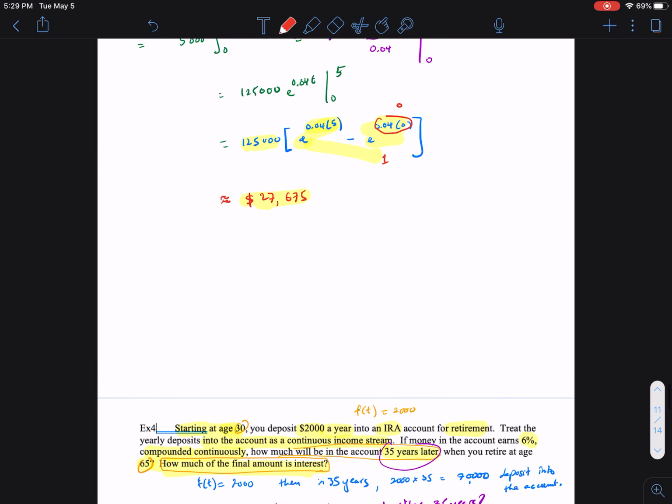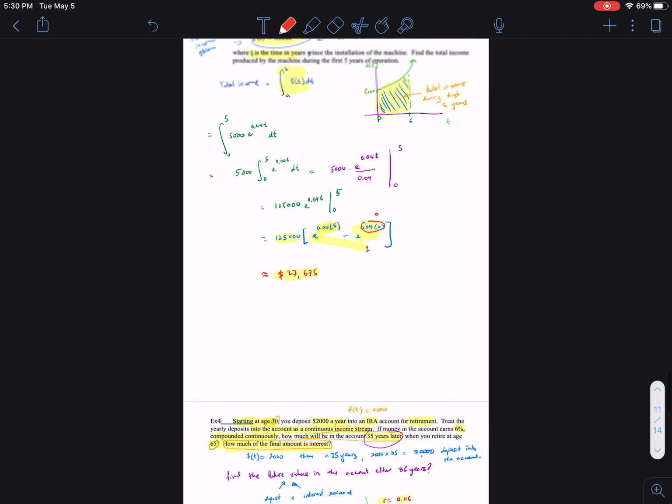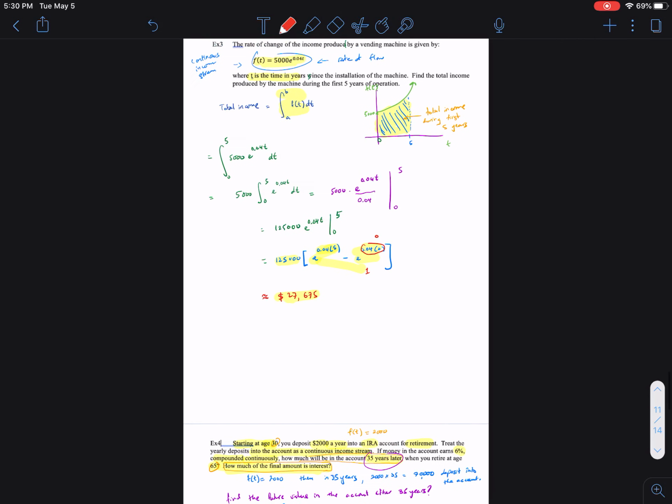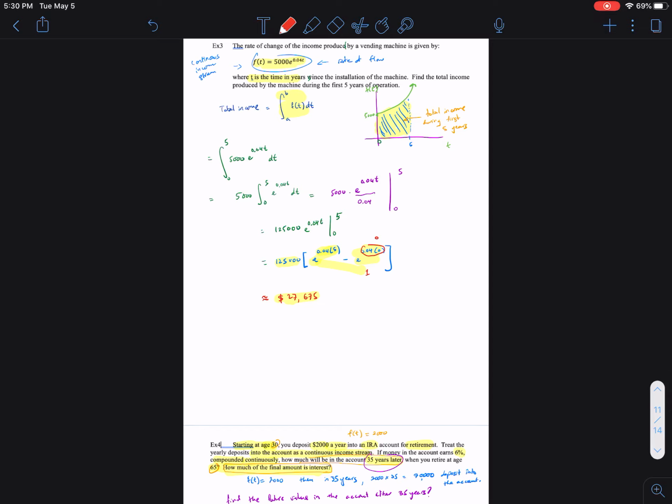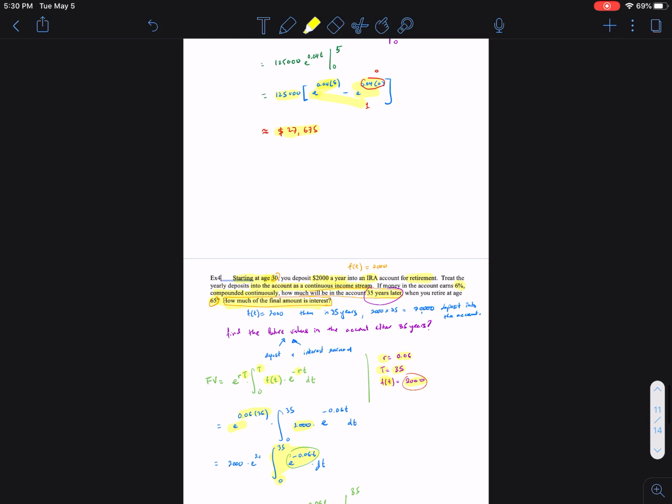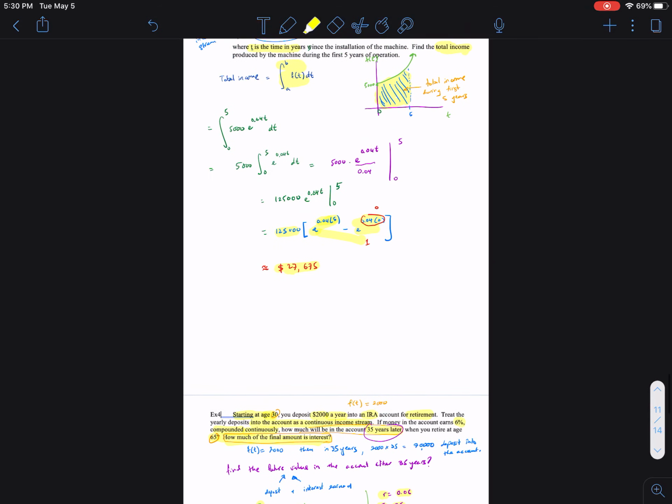All right, so these are two examples that involve a continuous income stream. You have to be able to tell which one the question is asking for. I think the wording will tell you, total income versus the future amount, or things being invested at a compound interest rate. All right, I'm going to end this video.